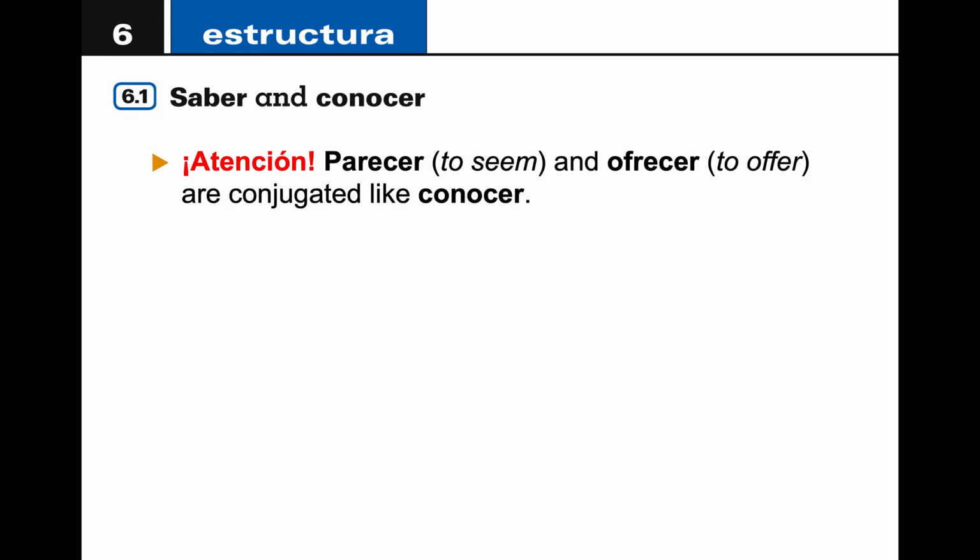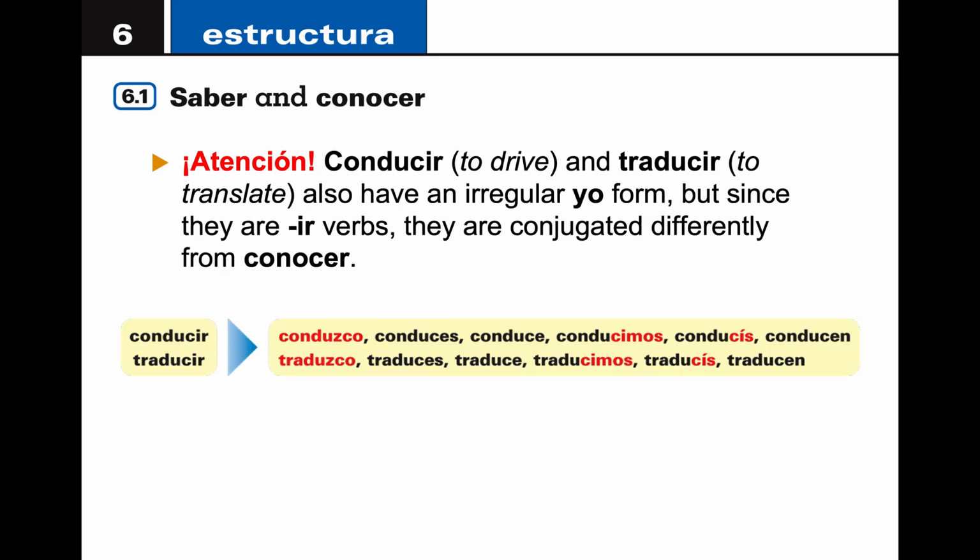So one thing to pay attention to is that we also have another verb in this unit, parecer, which means to seem, and ofrecer, which is to offer. These are conjugated with the same irregularities as conocer. So if I'm looking at conducir and traducir, they also have an irregular yo form. These are vocabulary words from this unit. But since they are IR verbs, they're conjugated slightly differently than conocer, but they still have that irregularity in the yo form. So conducir becomes conduzco, traducir becomes traduzco. So you're having that Z pop up in the yo form.